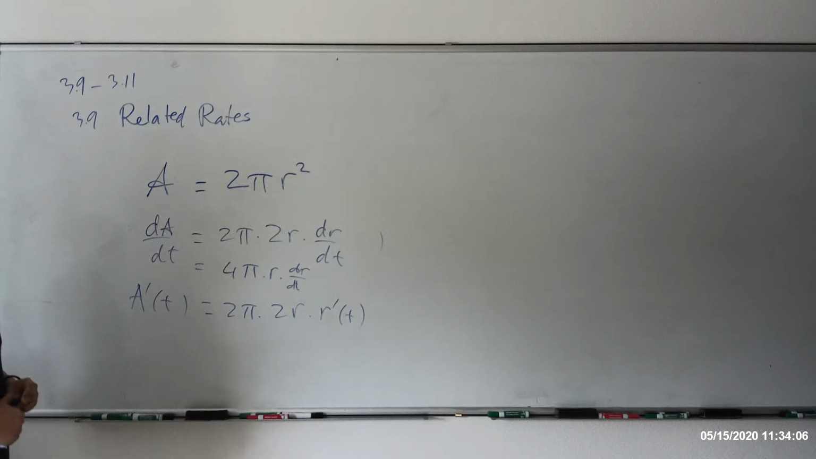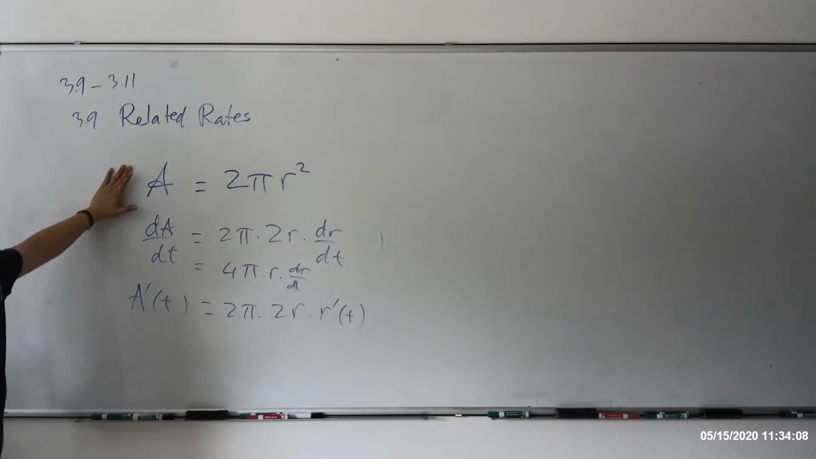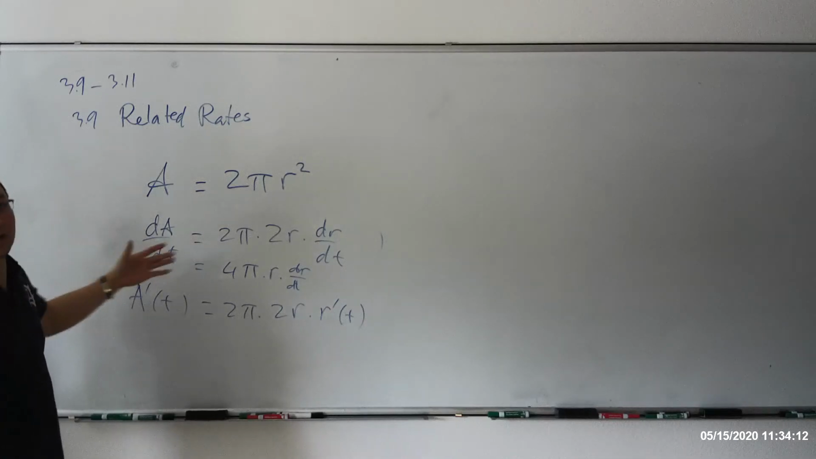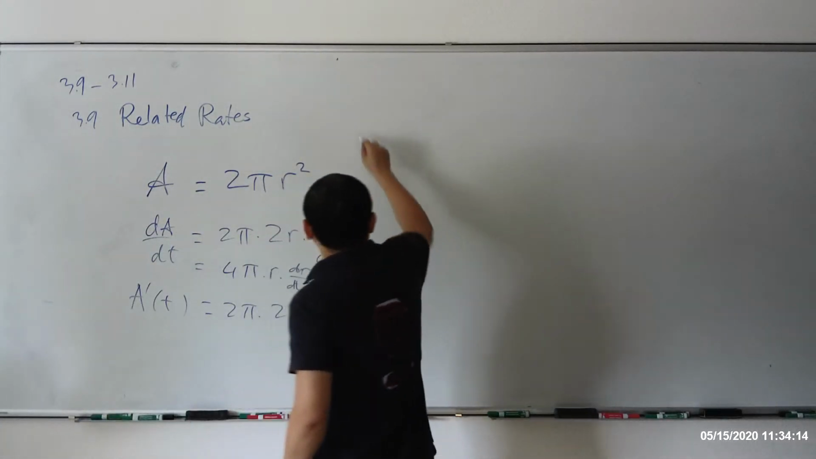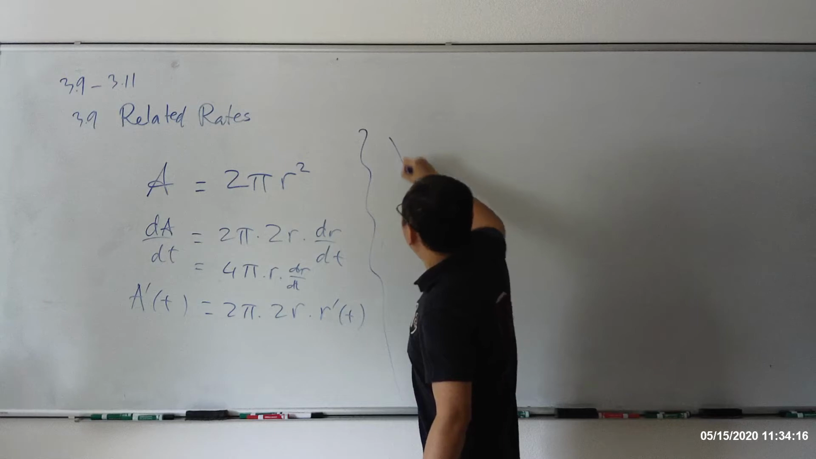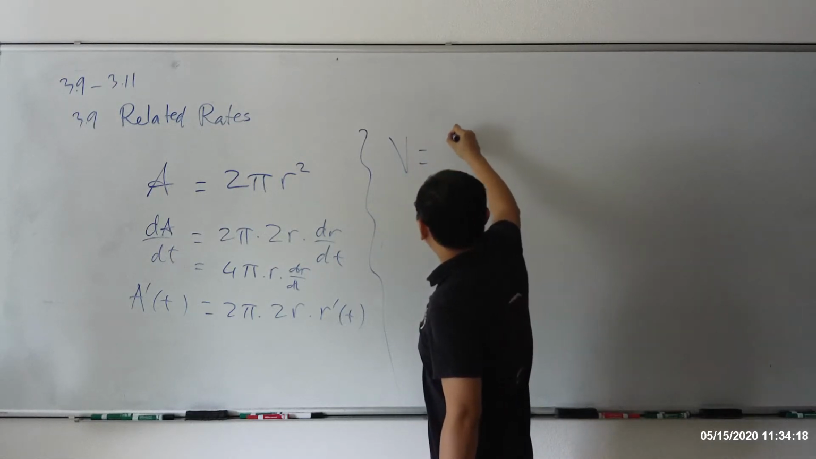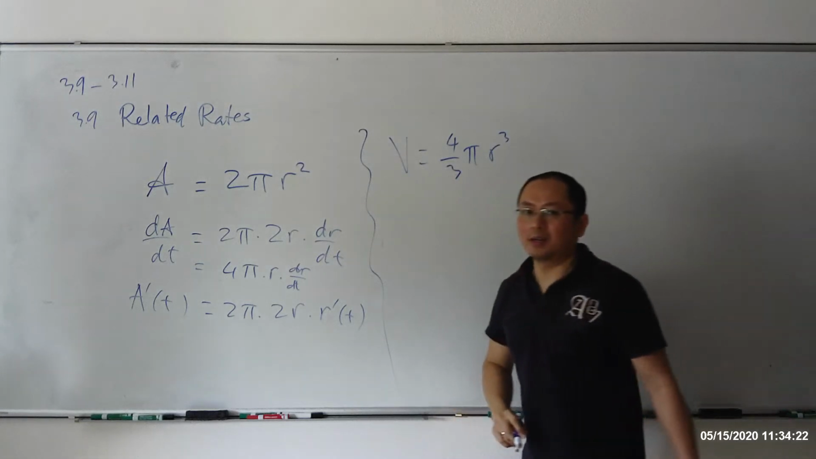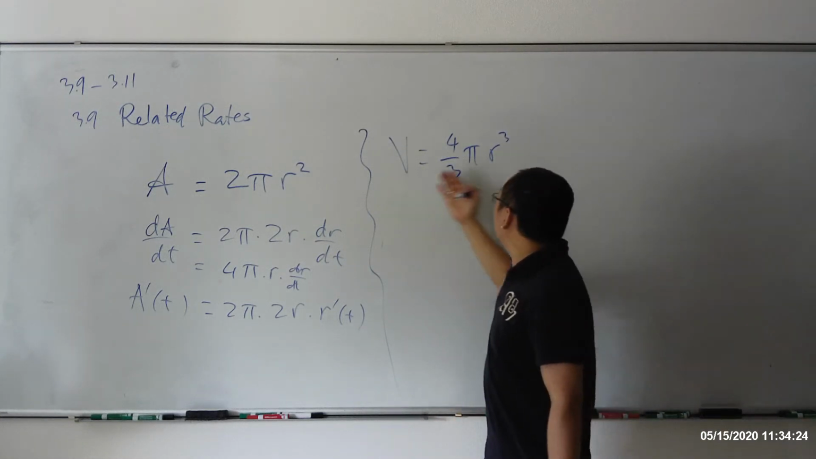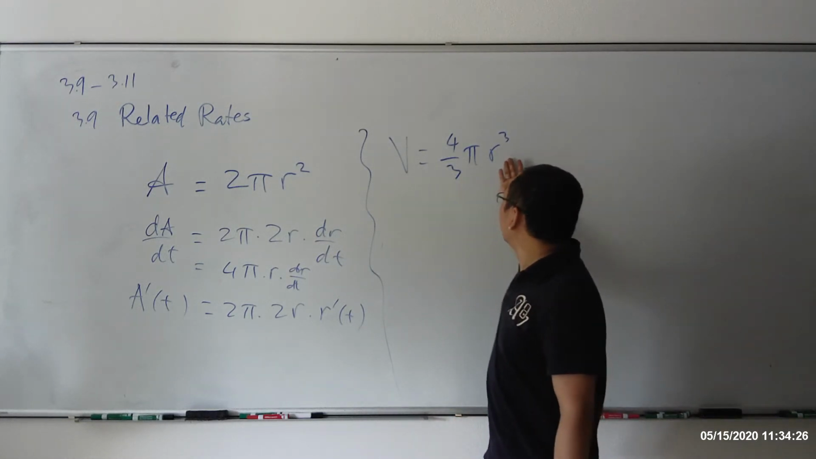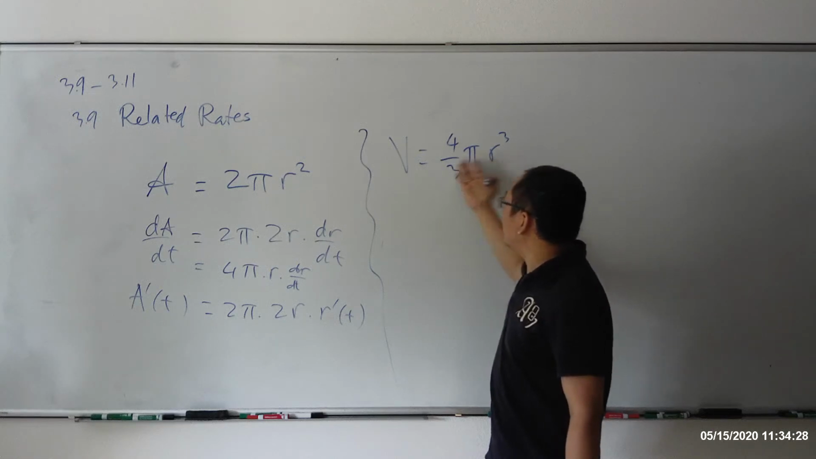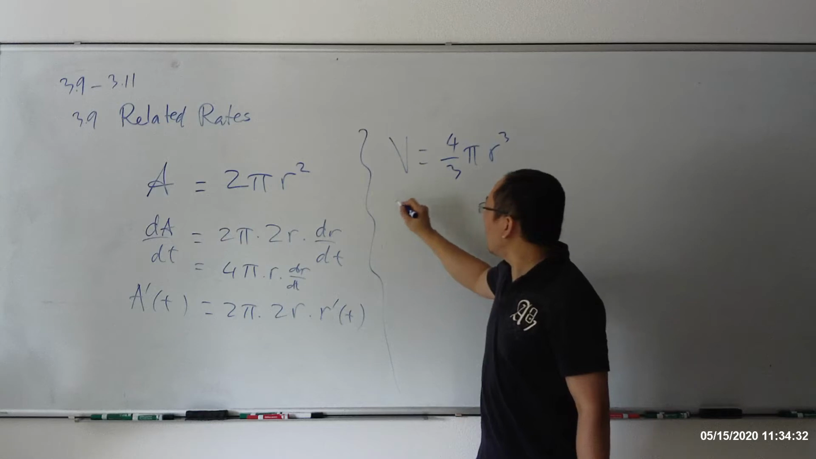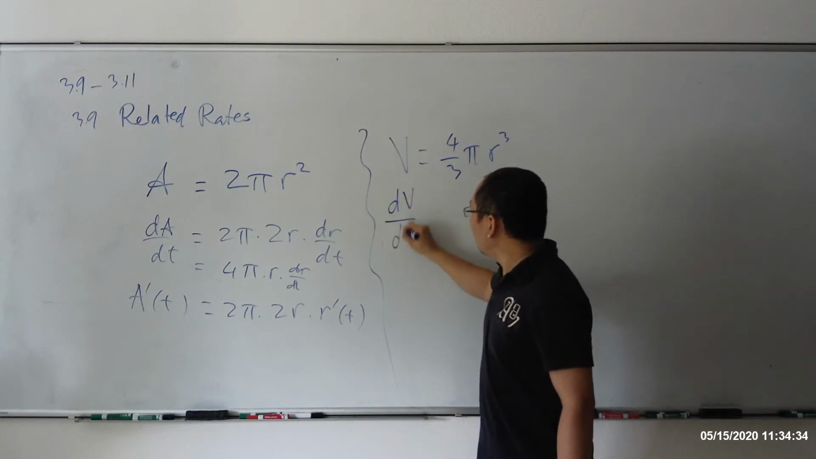So when you do the homework, you need to figure out the formula. If they talk about area, that's it. If they talk about volume, figure out the volume formula. The volume of a sphere is V equal to 4 over 3 pi r cubed, okay? And they ask, if the radius is changing, how is the volume going to change? So you differentiate both sides, and you get dV over dt, or V prime.